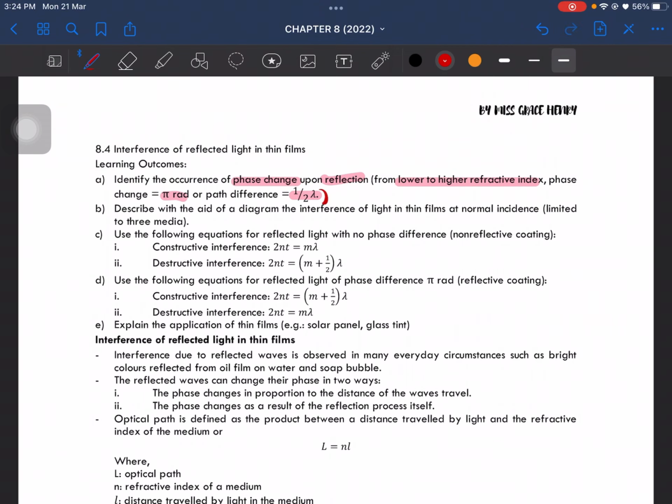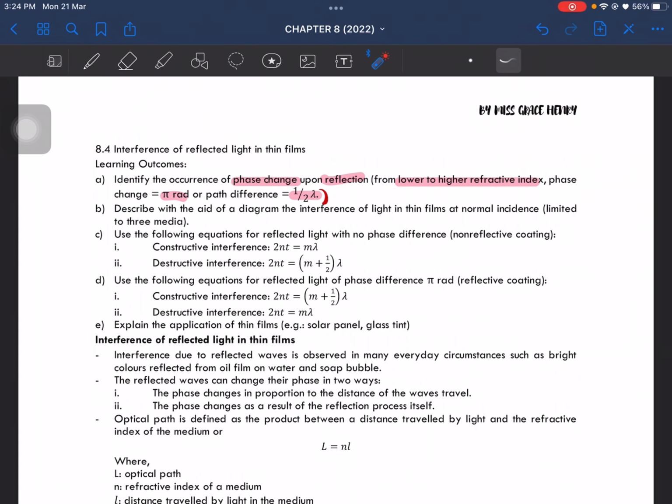And then you also have to be able to describe, with the aid of a diagram, the interference of light in thin films at normal incidence. We are only going to be limited to 3 media, so air, glass, and then air again.